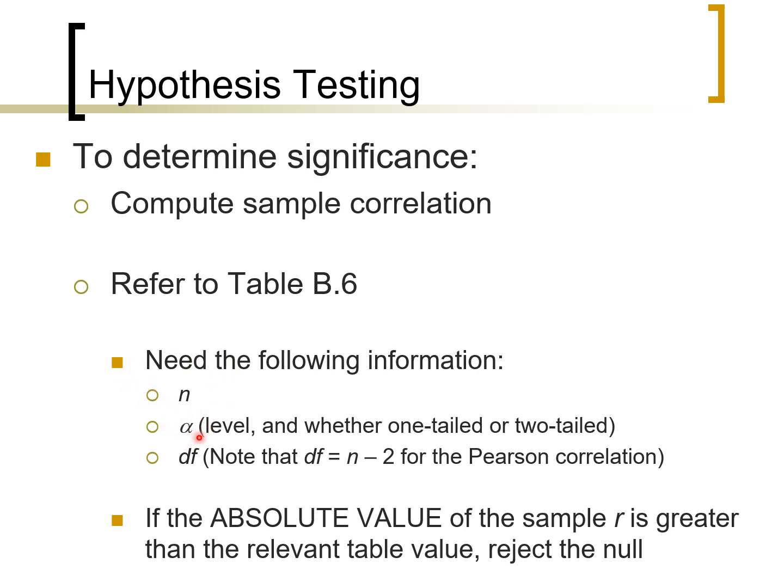We have our alpha level, and then again, our degrees of freedom is pretty simple to calculate. It's always n minus 2 because we have two variables, and for each variable that we're including, we're losing a degree of freedom. And if the absolute value of the sample R is greater than our cutoff, then we reject the null. We say there is a significant correlation.